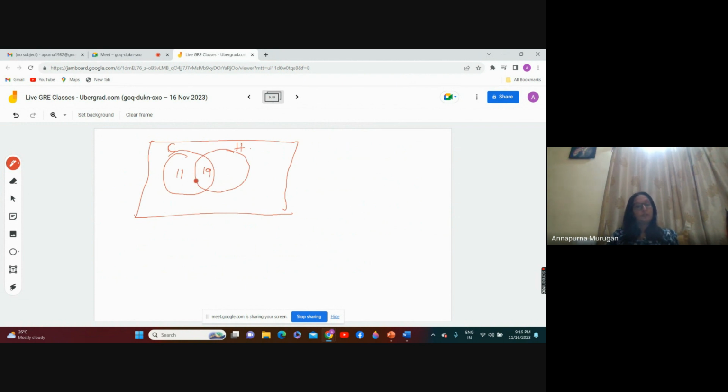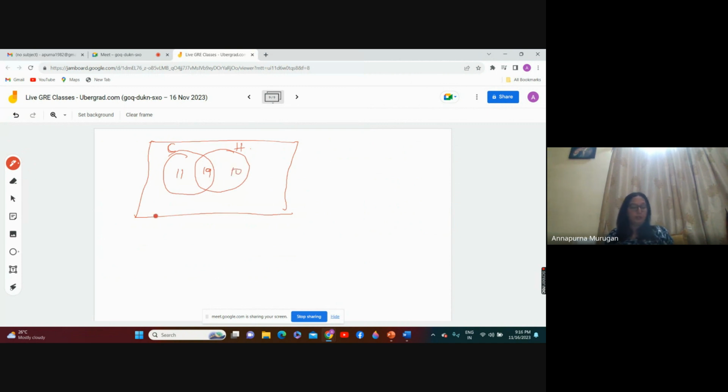So basically, if you see people playing cricket, we see that 30 students play cricket. So 11 is there. Okay, 11 plus 19 is 30. And also we see that 29 students play hockey. So here what we have is 10. Okay, and total how many students we have? Total we have 50 students.